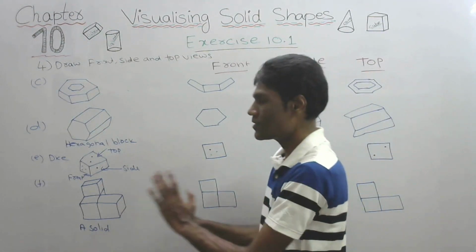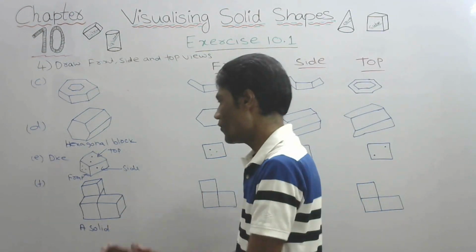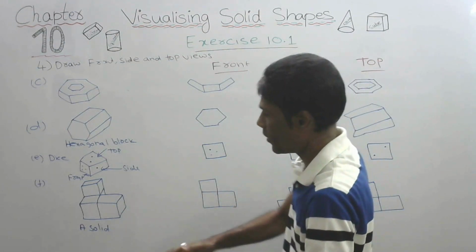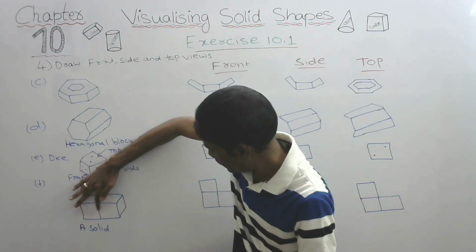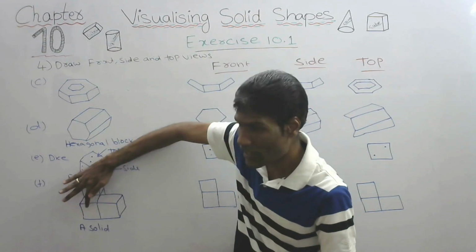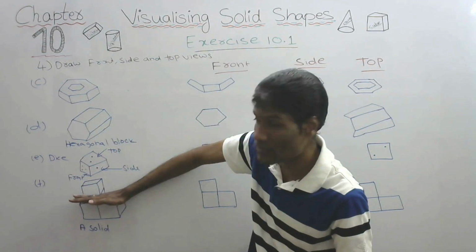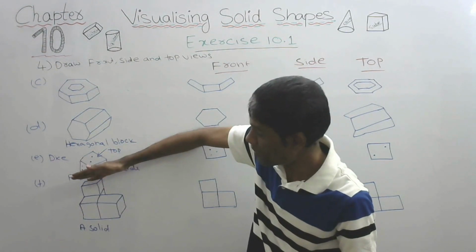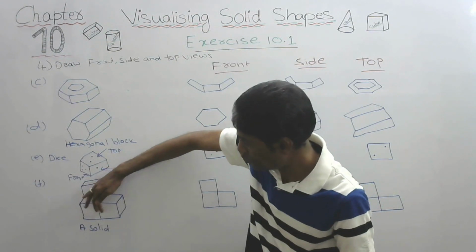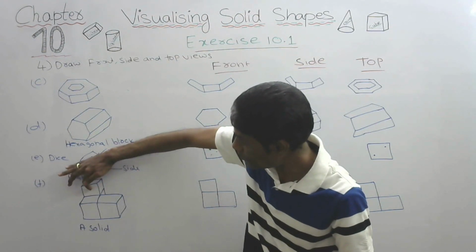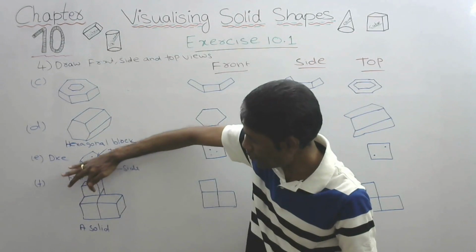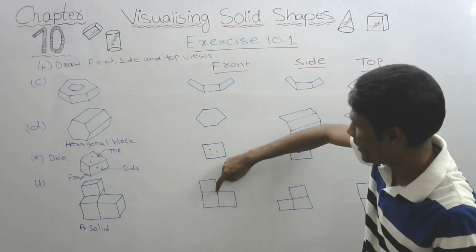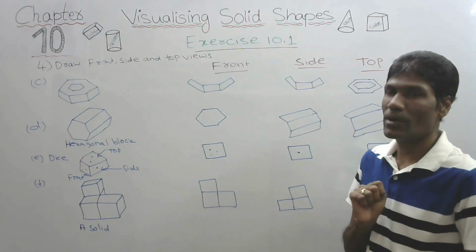Last, a solid is given. A solid figure is like this. Now, when we see from the front how it will be, these two are there, these two we can see, this upper part, this we cannot see, even this upper part also we cannot see. So these two squares and the above this square we can see, these two and above this, like this. This is the front part.